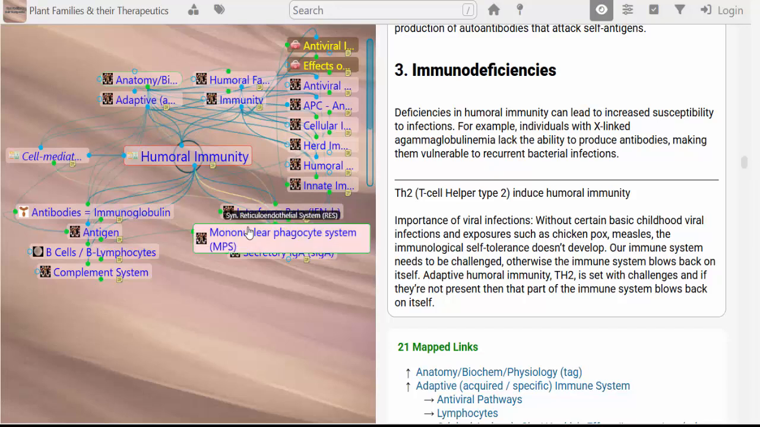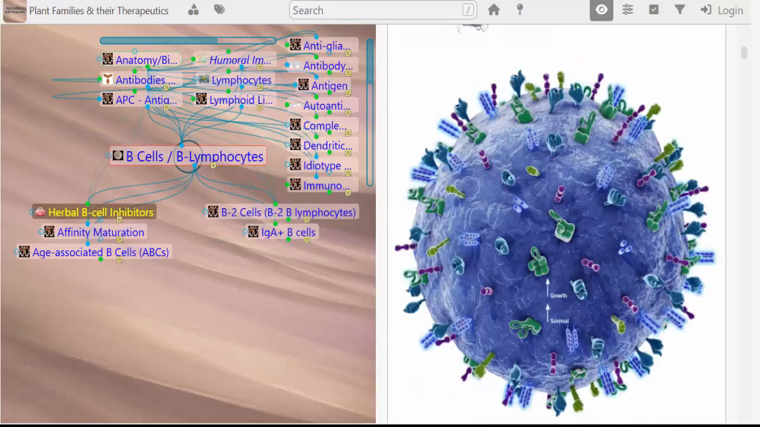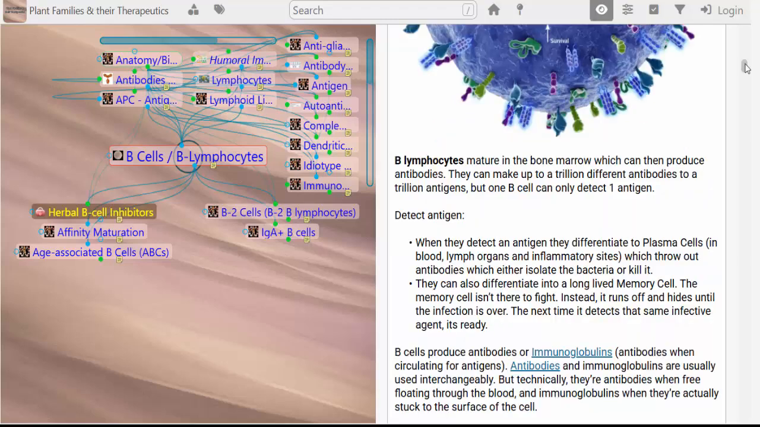Now let's look at B cells, B lymphocytes. This image of a B cell gives you an idea of how many different types of receptors there are on the surface of a B cell. B cells mature in our bone marrow, which can then produce antibodies, and they can make up to 1 trillion different antibodies to 1 trillion antigens.